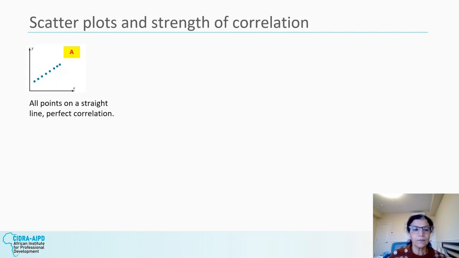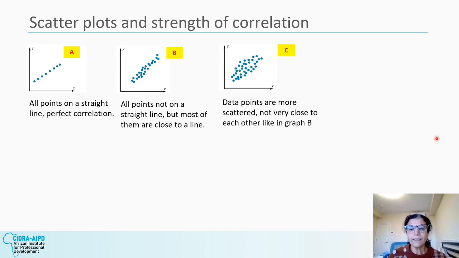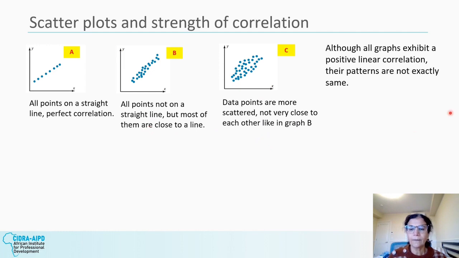Let us look at some different examples of scatter plots. This is graph A. You can see all points are on a straight line. It's a perfect correlation. Sometimes we don't get all points on the same line, but still most of them are close to a line and they're close to each other. Compare it with this one. These points are more scattered. They're not very close to each other, just like in graph B. All graphs exhibit a positive linear correlation. Their patterns are not exactly same.